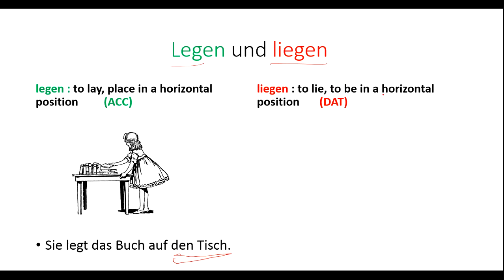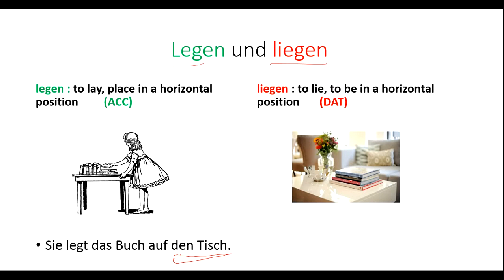Liegen, to lie. Das Buch liegt auf dem Tisch. 99% of the time you can check with the subject. If the subject is things, Sachen, then normally it would be a dative case. Das Buch liegt auf dem Tisch. The book lies on the table.